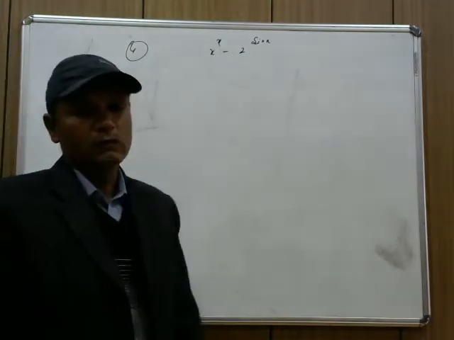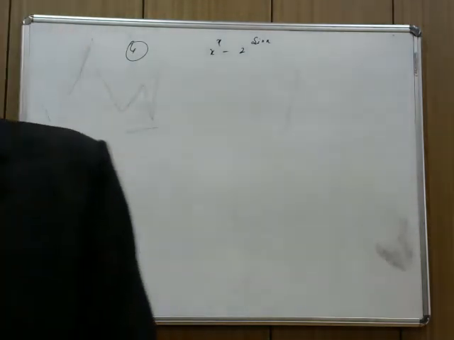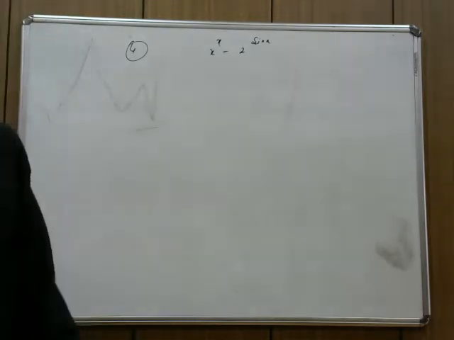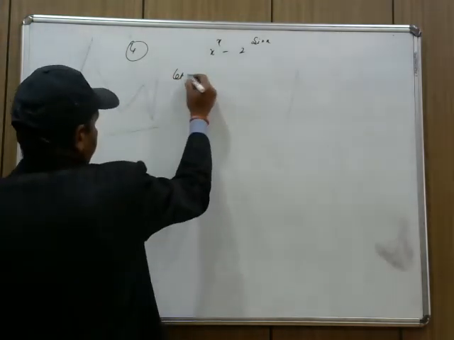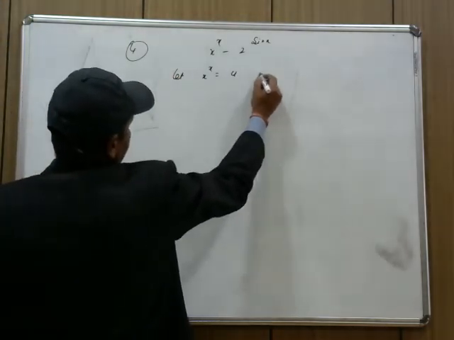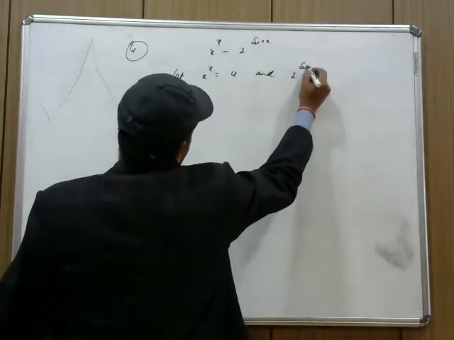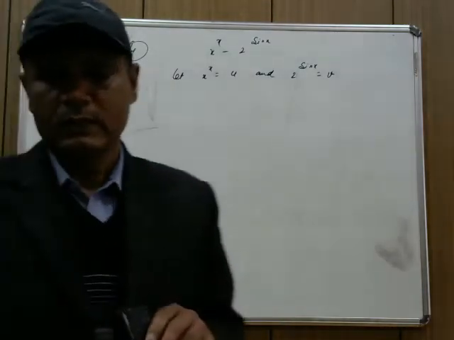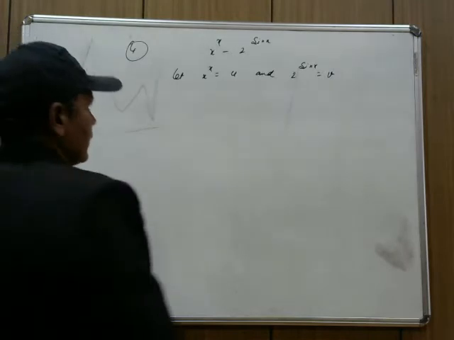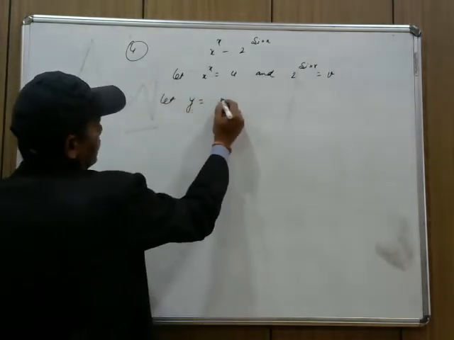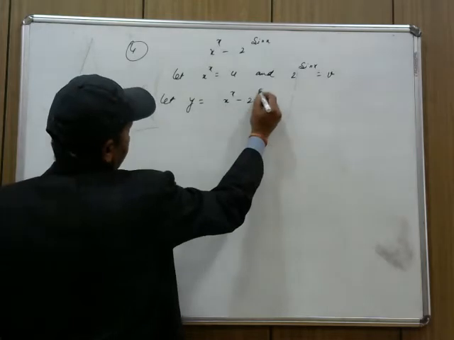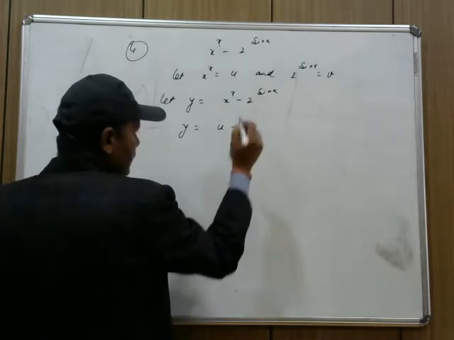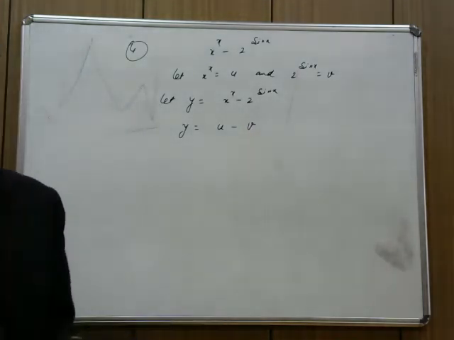Actually what we will do, we will take this whole question as two functions, u and v. That means can I write that let x to the power x is equal to u and 2 to the power sin x is equal to v. That is, you have two functions u and v. Therefore let y is equal to x to the power x minus 2 to the power sin x, that is y is equal to u minus v. And actually what I have to find out? We have to find out dy by dx.